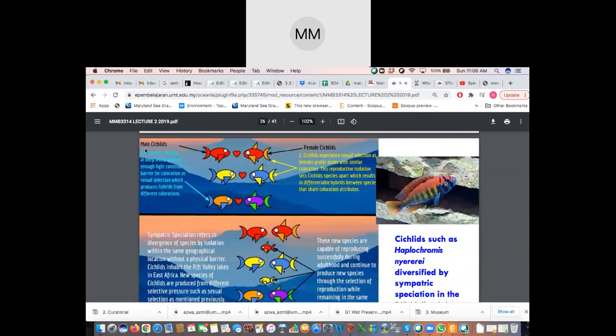So for example, here you have male cichlids and female cichlids. Cichlids experience sexual selection as females prefer males with similar coloration. This reproductive isolation sets cichlid species apart, which results in differentiable hybrids between species that share coloration attributes. However, regions at deep sea levels without enough light create a barrier for coloration as sexual selection, which produces hybrids from different colorations. So again, in the case of the lake, light actually plays a part in the different colorations.